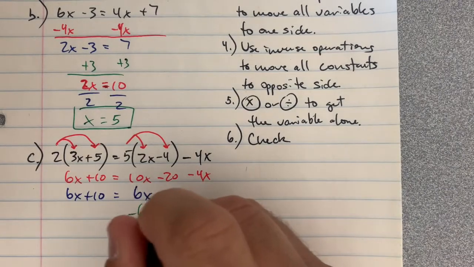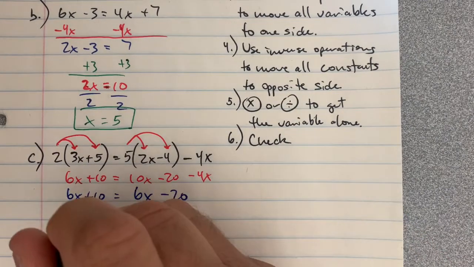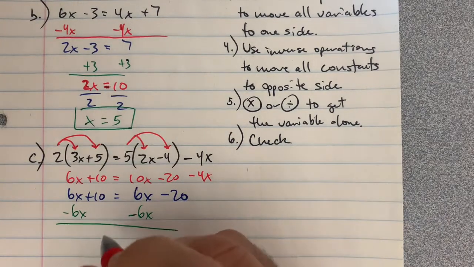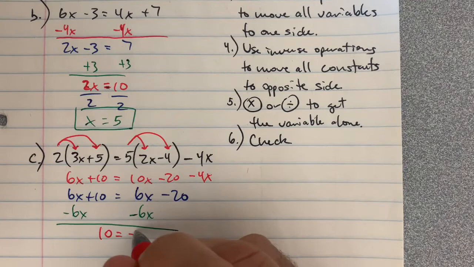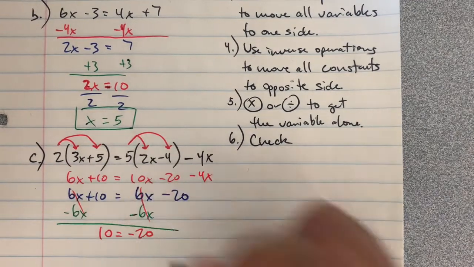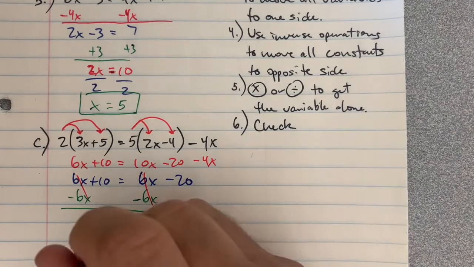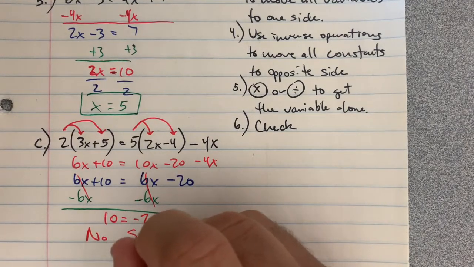I'm going to subtract 6x from both sides, like it says on step 3, to move all the variables to the left side. And when I get them all to the left side, I have 10 equals negative 20, because that canceled out and that canceled out. Well, 10 does not equal negative 20, and no variables are left, so this is a no solution.